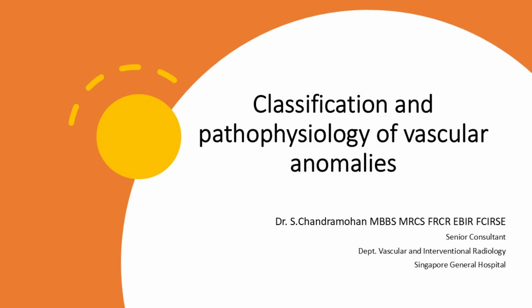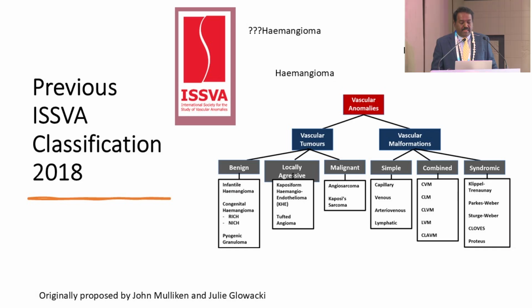Let's talk about classification and pathophysiology of vascular anomalies. When radiologists look at an image, if you see a bunch of blood vessels, they call it hemangioma. Even now they call it hemangioma, which is very concerning. We are talking about over around 100 conditions. We all bunch them together into hemangioma. It actually doesn't take us forward. Even the patient's management doesn't go forward if you just say it's hemangioma.